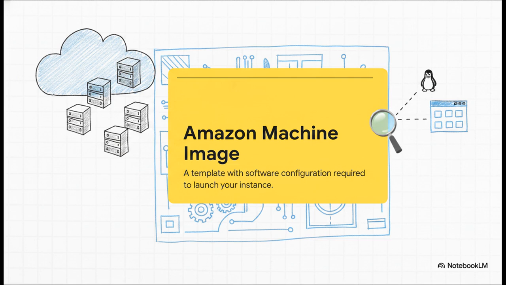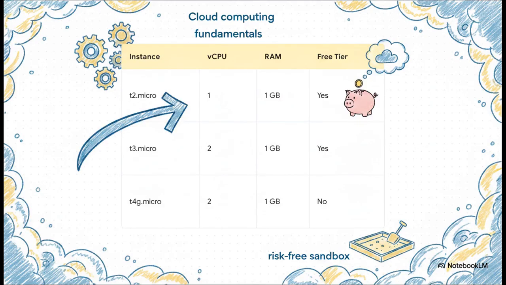If you've ever wasted a whole weekend fighting with software updates just to get a server to boot, an AMI is going to feel like an absolute superpower. Next, AWS categorizes all that hardware power into instance types.